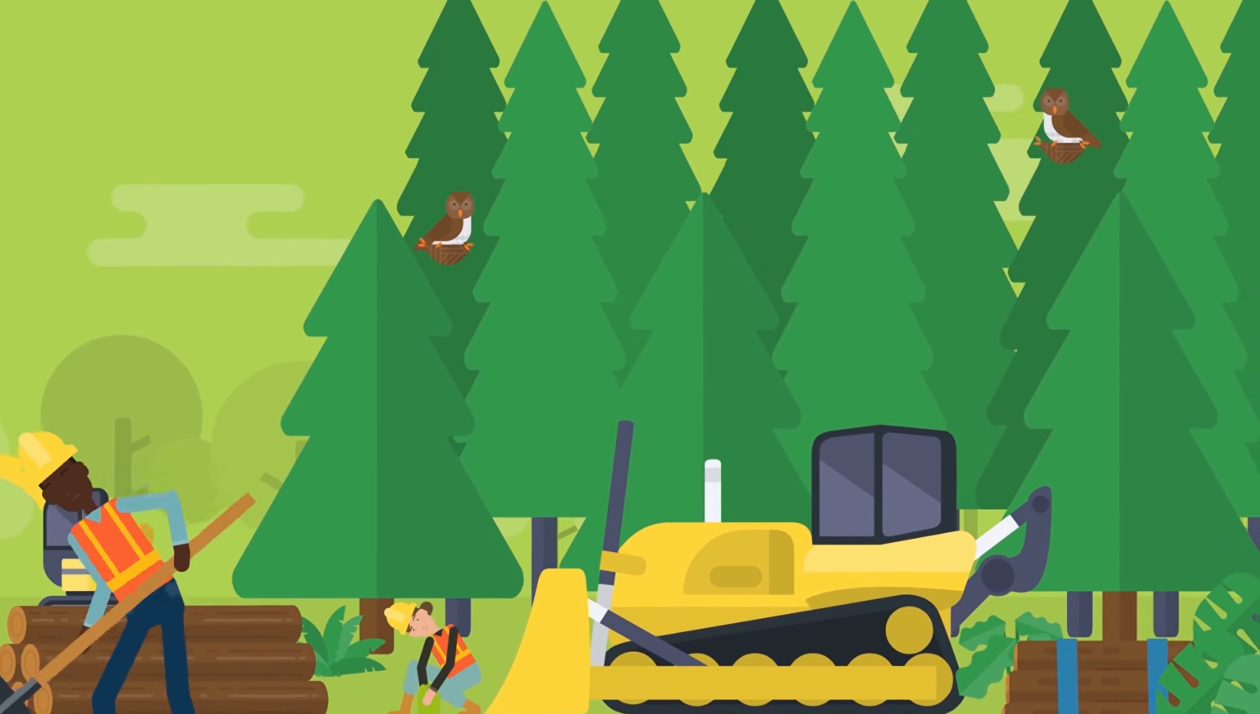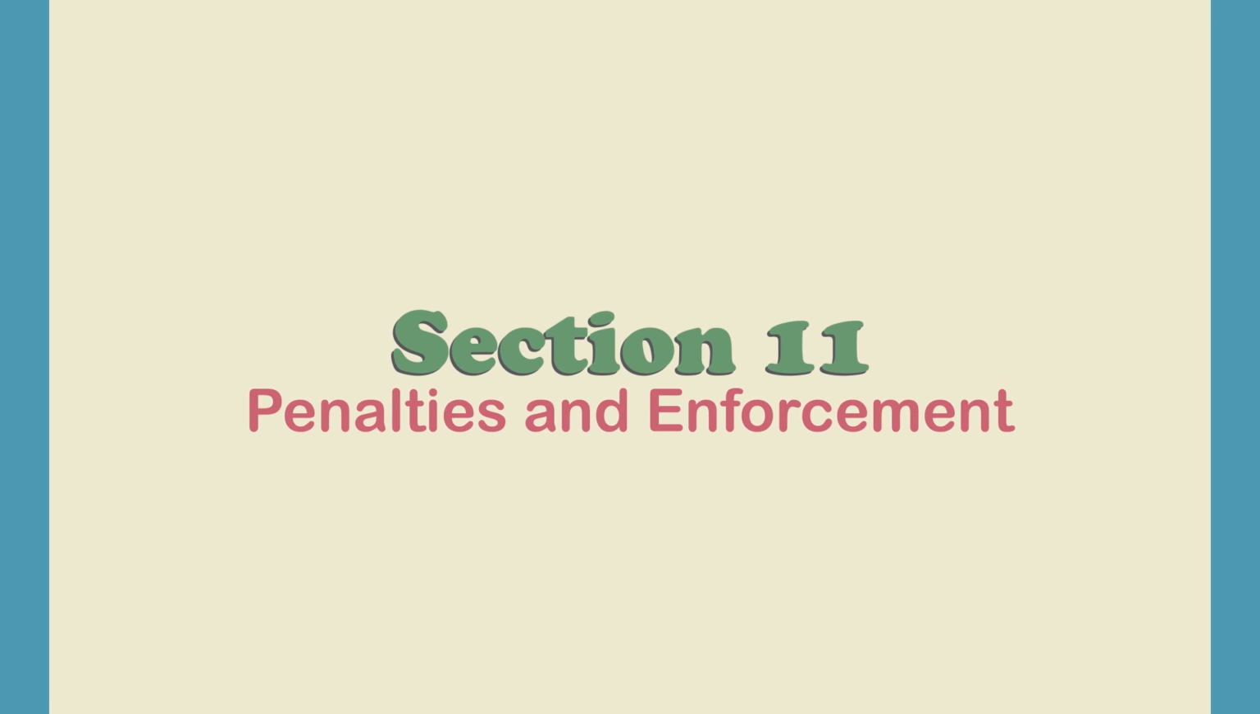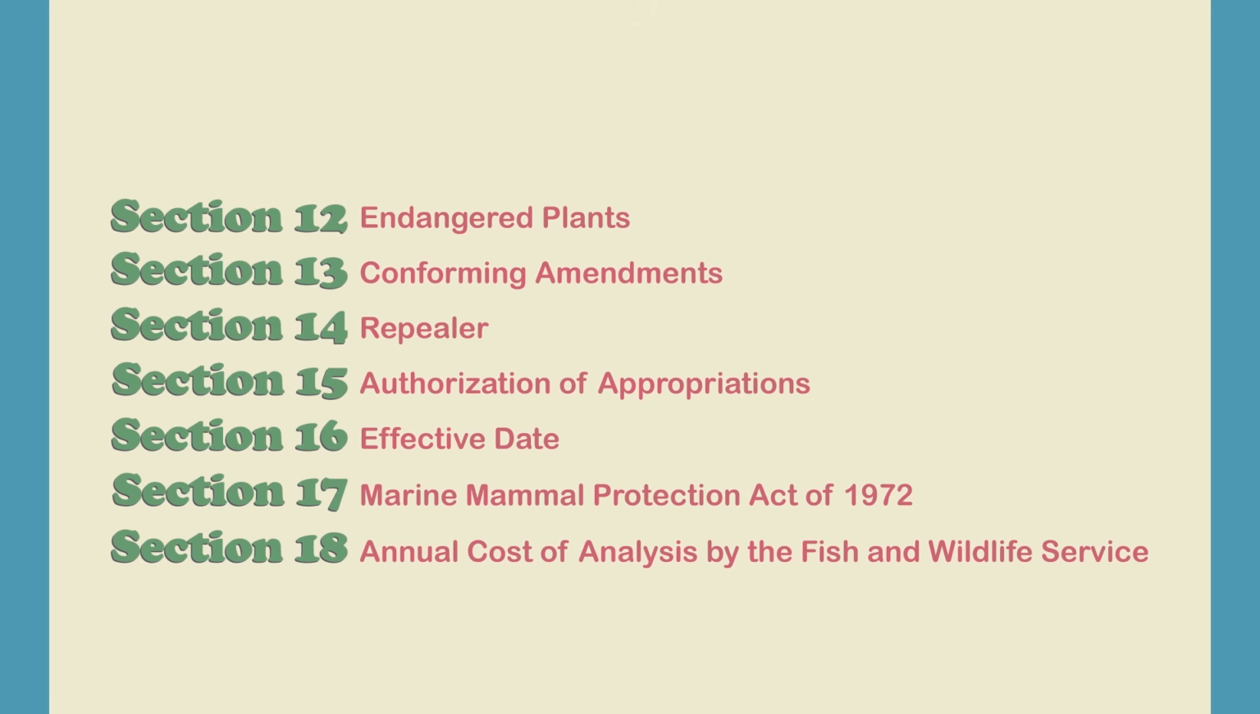To wrap up the remaining section of the Endangered Species Act, Section 11 describes the civil and criminal penalties for violating provisions of the Endangered Species Act, and the remaining sections 12 through 18 cover other miscellaneous materials.